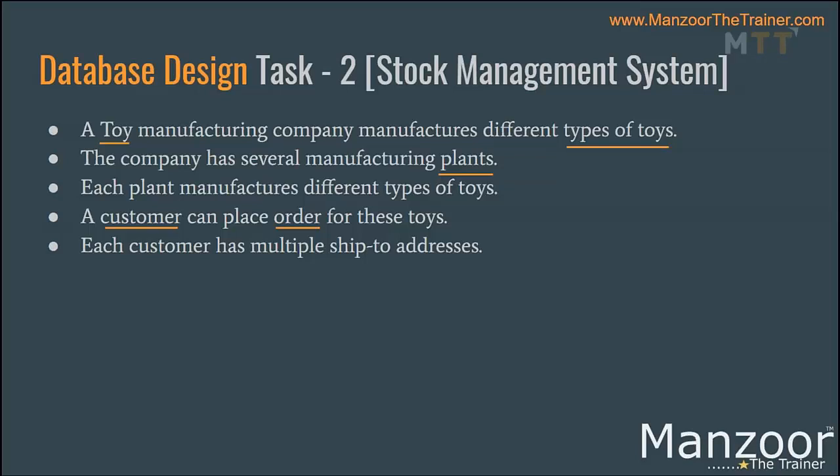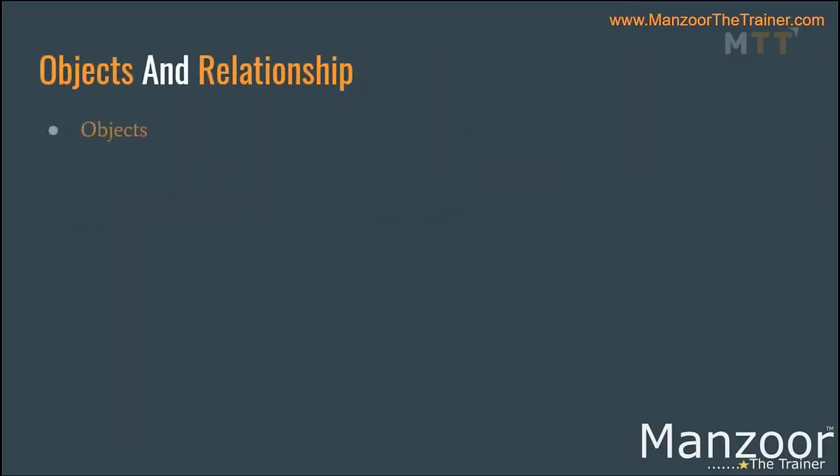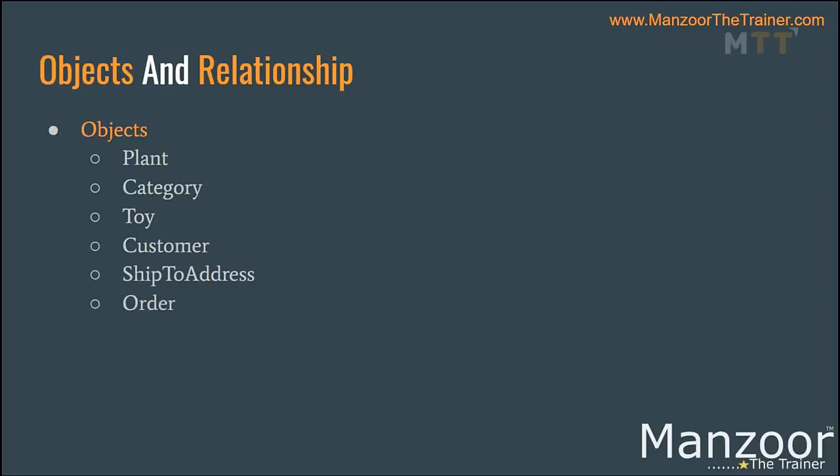Each customer has multiple ship to addresses. So ship to address is also one object. Whenever you say it has multiple of these things, that will normally become an object. So the objects are plant, category, toy, customer, ship to address, and order. Now for this order, I'm leaving up to you how to choose this. Now let us see relationships.